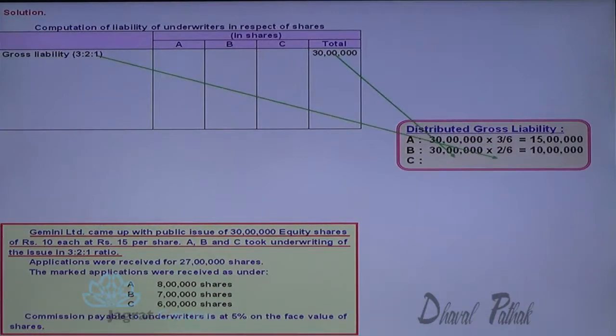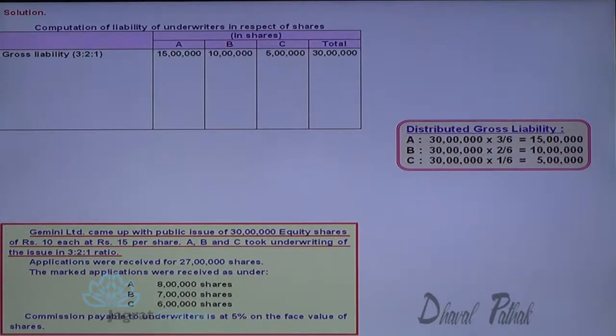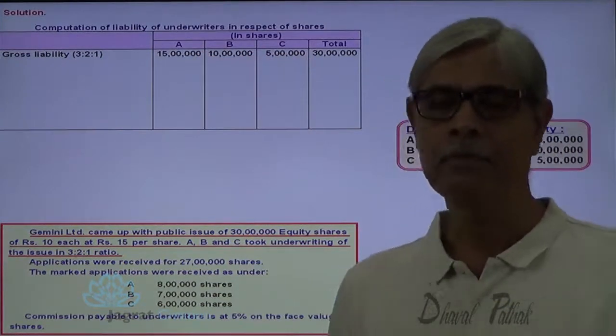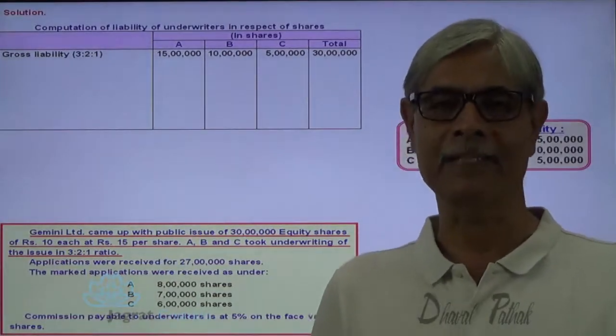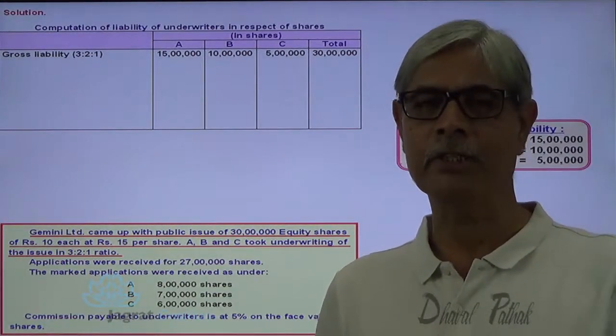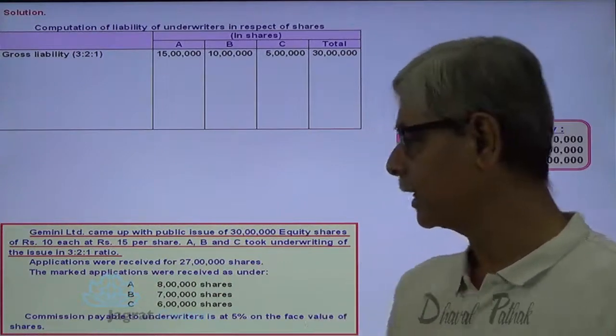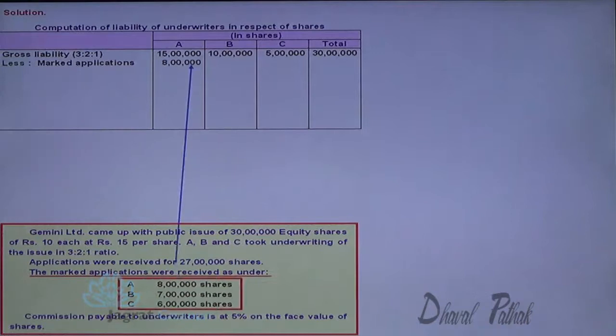So liability of A, 30 lakhs into 3/6. Liability of B, 30 lakhs into 2/6. Liability of C, gross liability of C, 30 lakhs into 1/6. This is the gross liability of each underwriter. Give a credit to the underwriter for the marked applications, meaning applications received by the company at the instance of their efforts. For that, credit is to be given. So credit is given for marked applications.